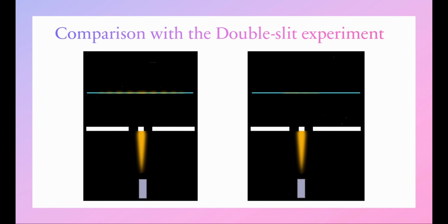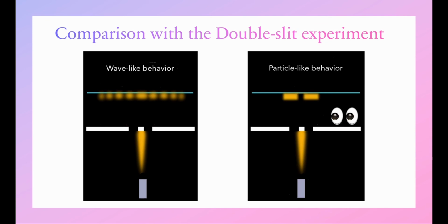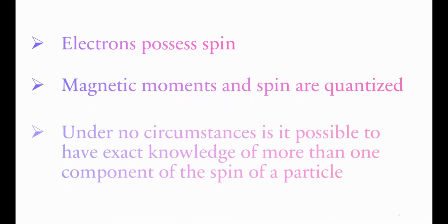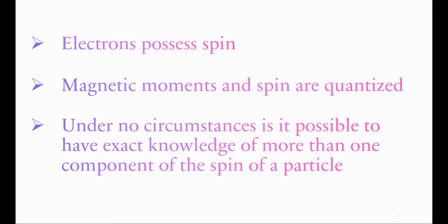We notice that there is much in common between the double-slit experiment and the Stern-Gerlach experiment. In the case of the two-slit experiment, a wave-like interference pattern appears only if we do not observe the particles, and when we start observing which slit a particle passes through, the pattern indicates particle-like behavior. This once again proves the law of quantum mechanics. It is impossible, even in principle, to have complete knowledge of all the physical variables that characterize the state of a system. In conclusion, the Stern-Gerlach experiment proves that electrons possess spin which is quantized, and that under no circumstances is it possible to have exact knowledge of more than one component of the spin of a particle.